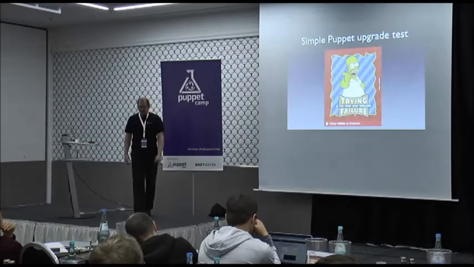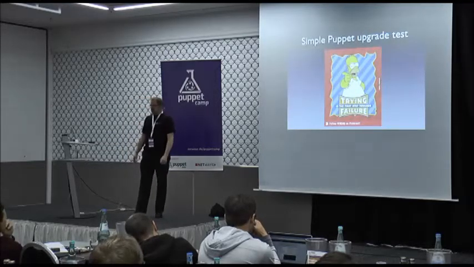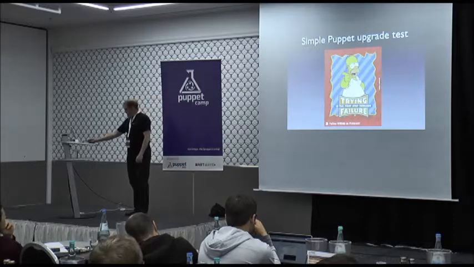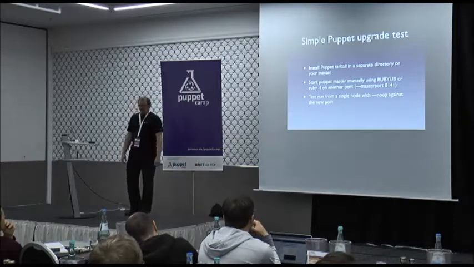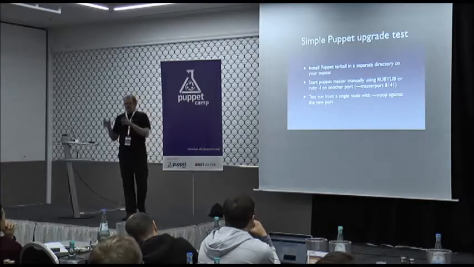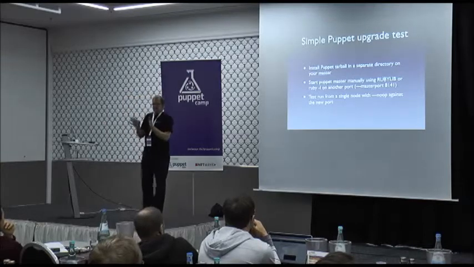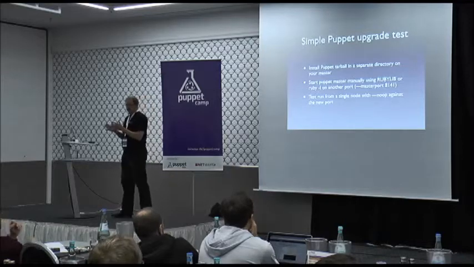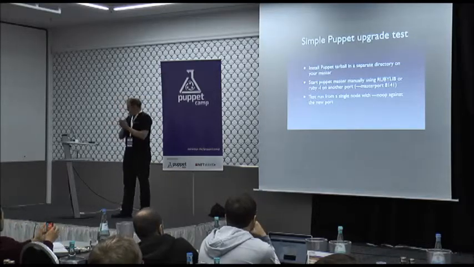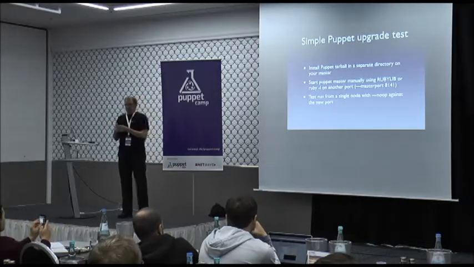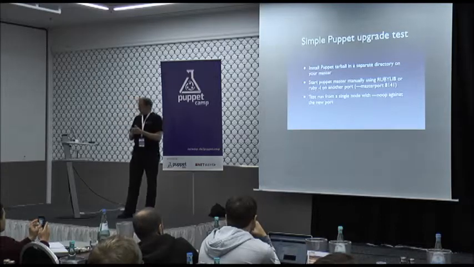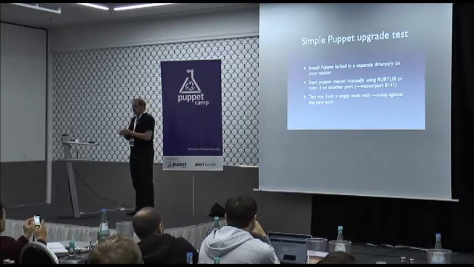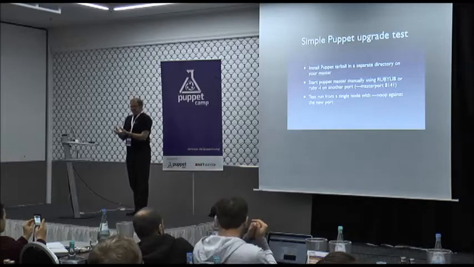But there's also a simple Puppet upgrade test which you can do. Just go on your Puppet master. It doesn't have to be the Puppet master, but it would be good having the Puppet master because of all the certificate authority and SSL stuff. Get a tarball from PuppetLabs with a newer version you would like to have. Untar that. Run a Puppet master from the command line.